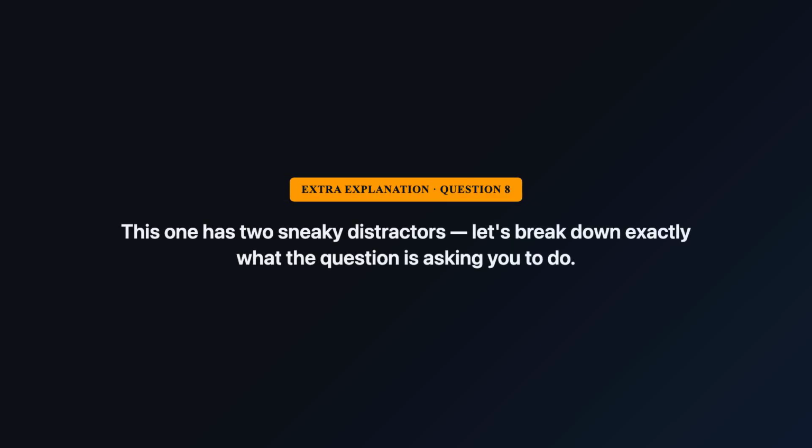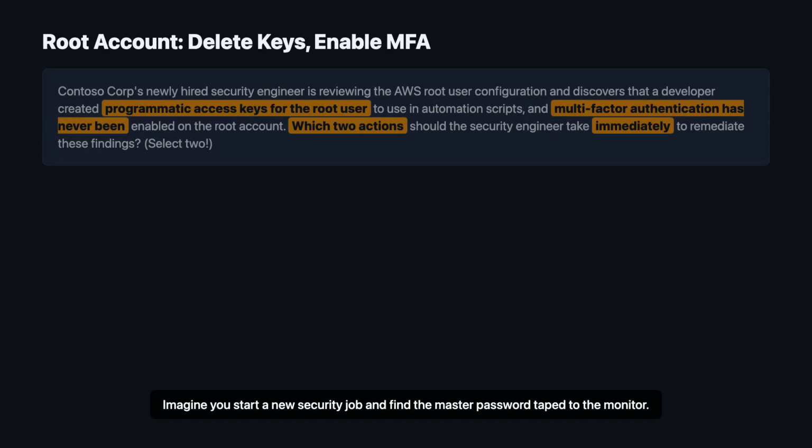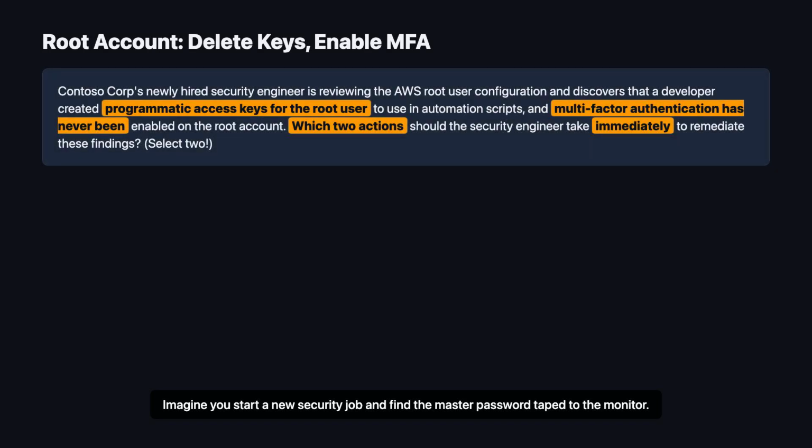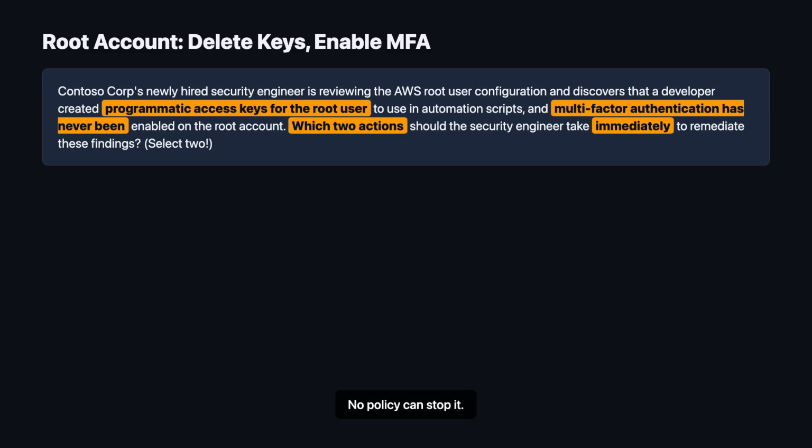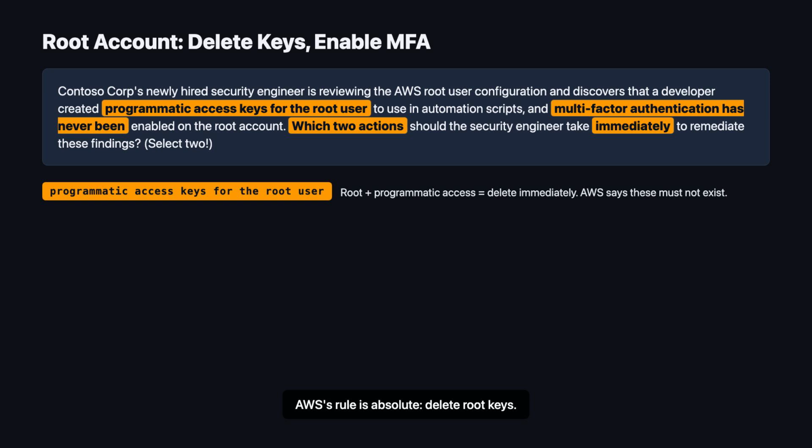This one has two sneaky distractors. Let's break down exactly what the question is asking you to do. Imagine you start a new security job and find the master password taped to the monitor. That's root access keys in an automation script. The root user can delete every IAM user and empty every S3 bucket. No policy can stop it. AWS's rule is absolute. Delete root keys, not rotate them. Delete them. Rotating just swaps one live grenade for another.